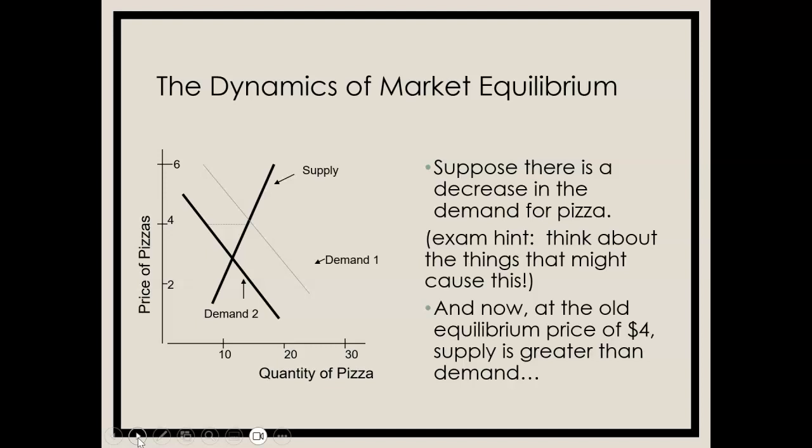Okay, suppose there's a decrease in the demand for pizza. Maybe there's an article on Facebook that says that pizza causes cancer, so people now want to eat less pizza. Here's a hint for the exam. Think about all the different things that we've gone over that might cause a decrease in demand. That's a good way to review for the exam.